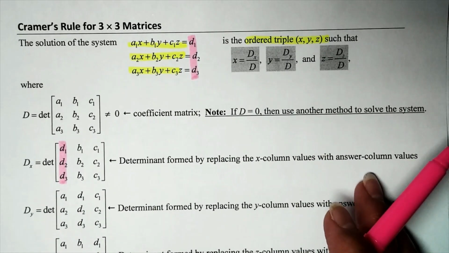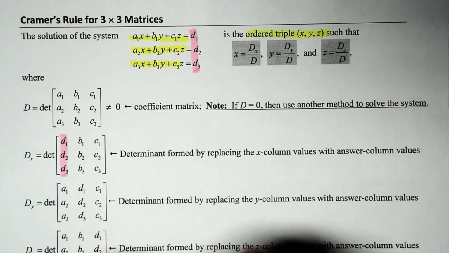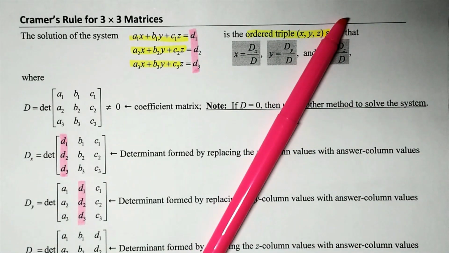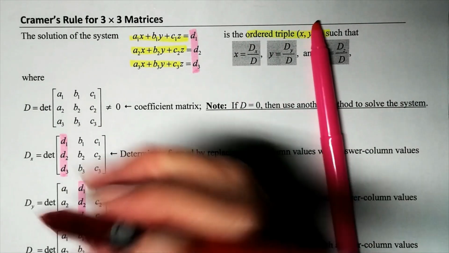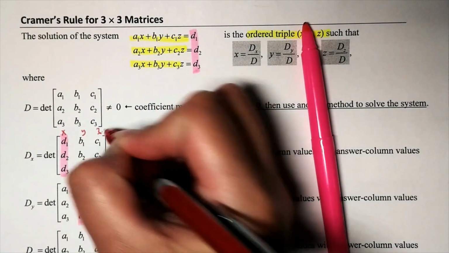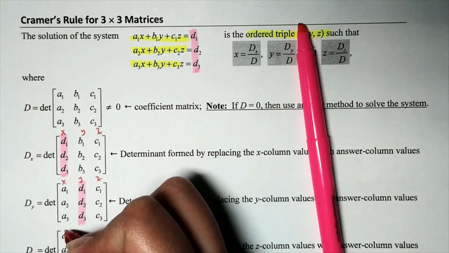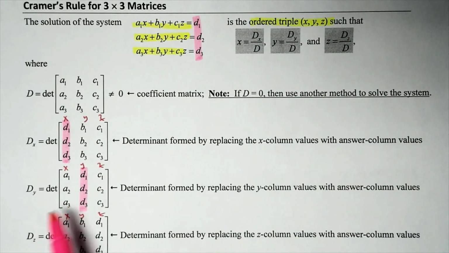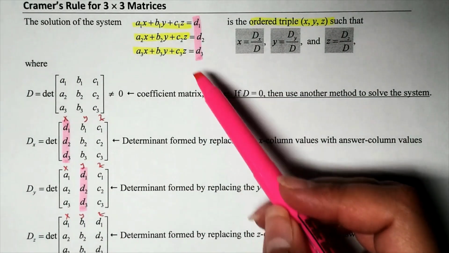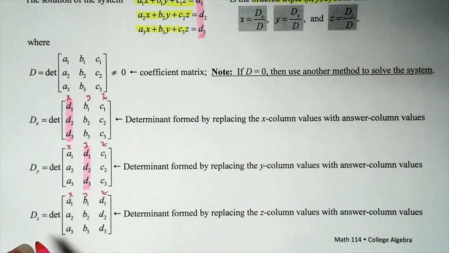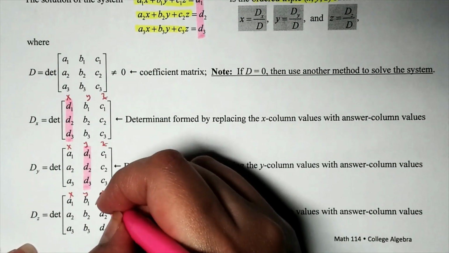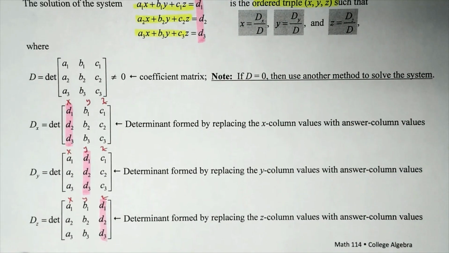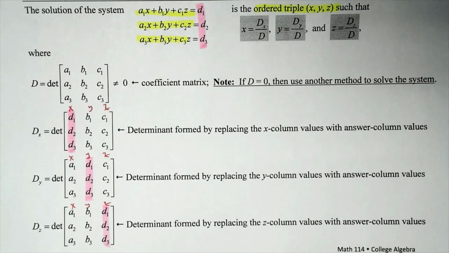Remember, D is for determinant. Now Dy: we replace the y column values, and if you would like to put x, y, z to remind you which one you're replacing, do what you gotta do. So Dy, how do we find that? We replace the y column values with the answer column values and then take the determinant. Dz: take the z column values, replace them with the answer column values, and then take the determinant. So that's a lot of subscript notation and all that good stuff.